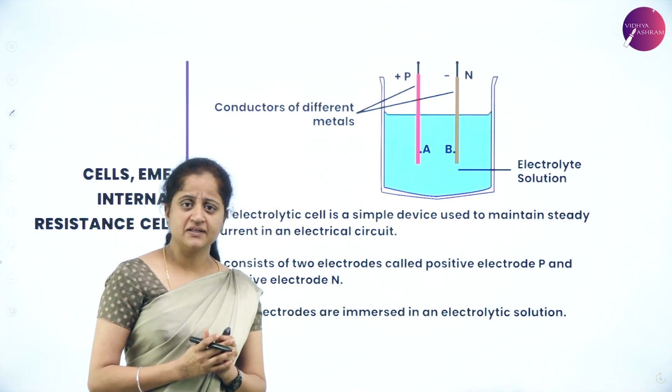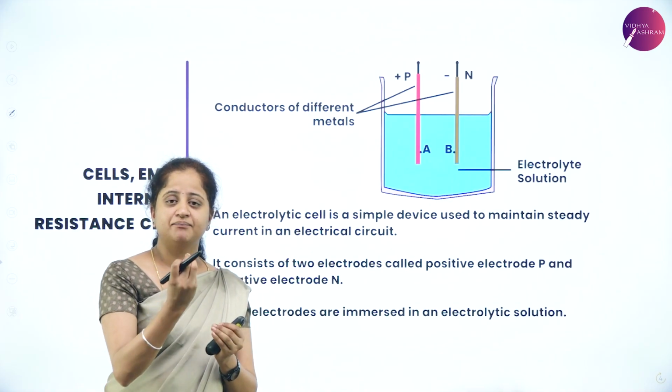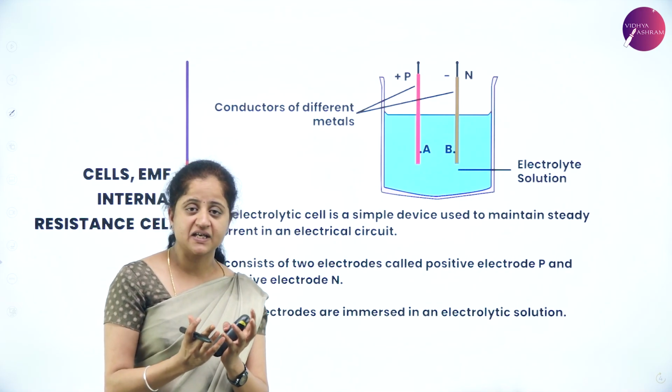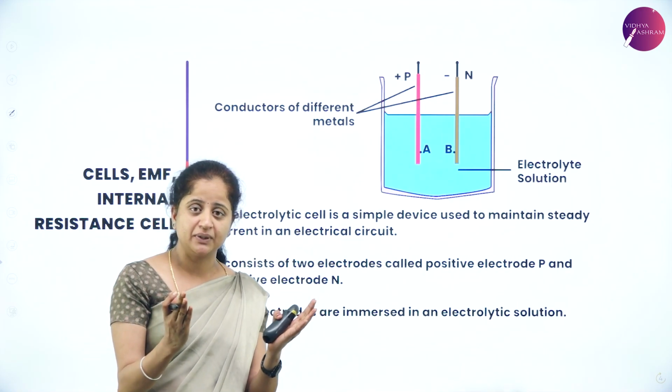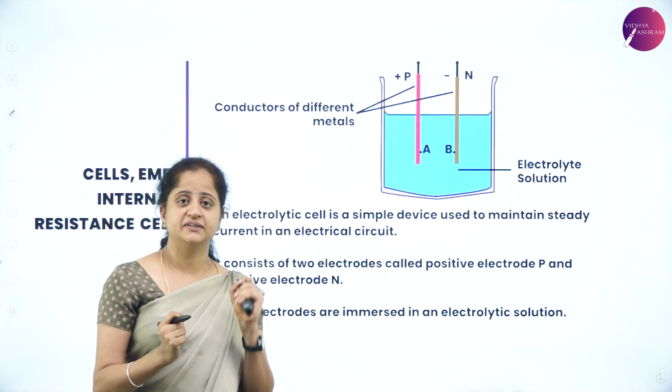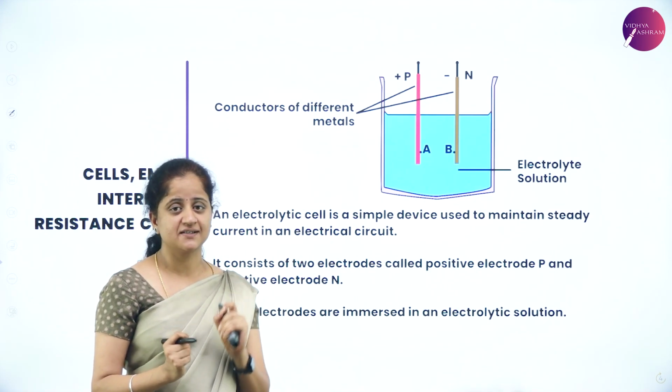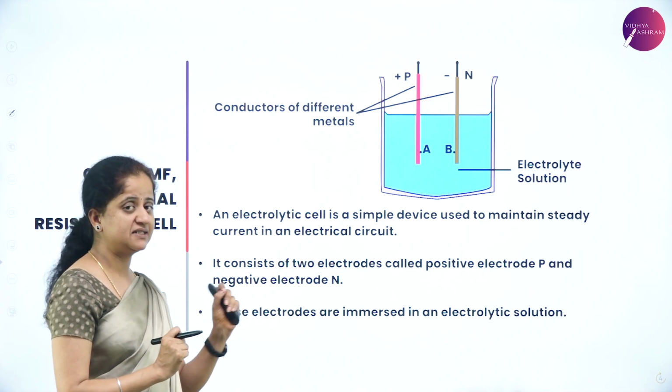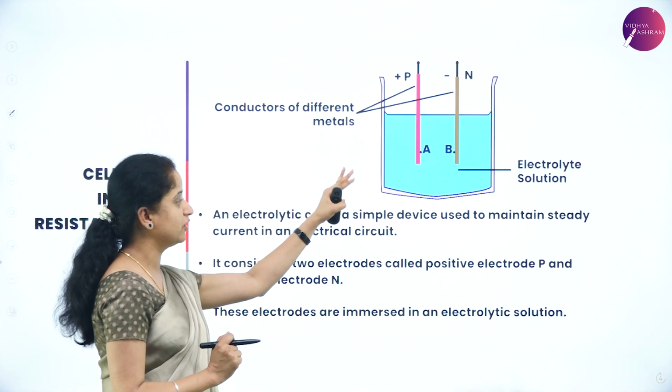We are discussing cells, and we need to understand the properties of cells. With the help of a cell, we can maintain the potential between the terminals of a conductor. EMF also develops, and these cells also have some internal resistance. So let us know about these terms now. So this is a basic electrolytic cell.